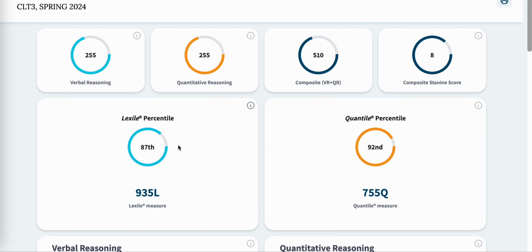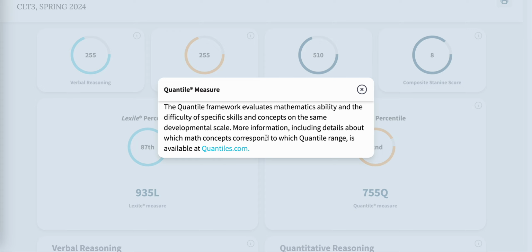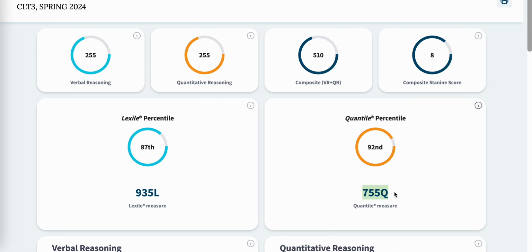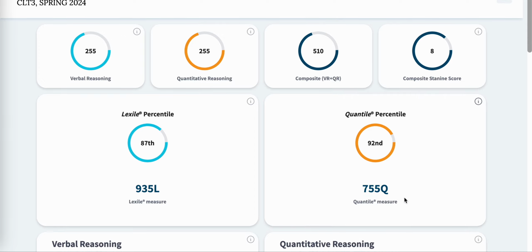If we look at math and the Quantile percentile, again, we'll click on the I here for more information. This says the Quantile framework evaluates mathematics ability and the difficulty of specific skills and concepts on the same developmental scale. I encourage you to check out Quantile ranges for grade levels, and again, you can click on this link here for more information. So our student sample right here, this student scored in the 92nd percentile. And so that means that this student was scoring higher on their math exam portion than 92% of their peers. Again, we have a similar measure here with a 755 Quantile measure, roughly the same type of measure as the Lexile, but for math. And so we'll scroll down on the report.